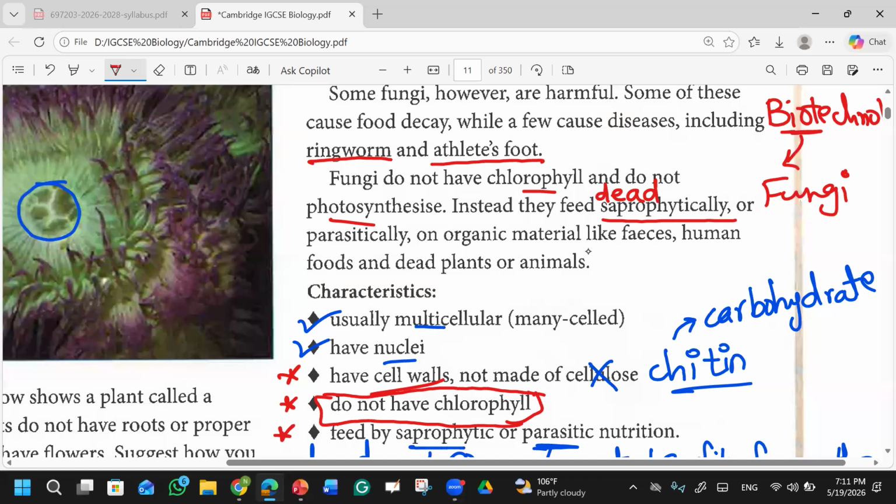This is one of the modes: they feed saprophytically or parasitically. What is the parasitic mode? Parasitic is like you're getting food, but you're harming other organisms in return. Any example for that? Like bread has fungus on it, mushrooms.